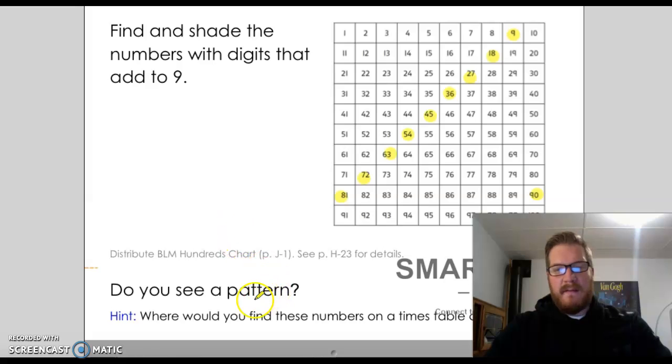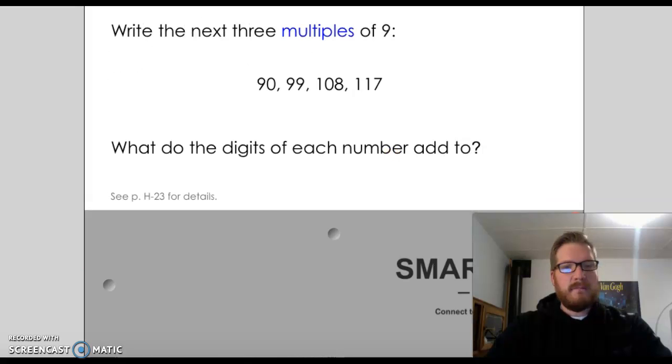Where would you find these numbers on a times table chart? Well, hopefully you can figure out that they're on the 9 times table chart. 9 times 1, 9 times 2, times 3, times 4, etc. So here we have the next 3 multiples of 9. Then the question is, what do each of the digits of each number add up to?